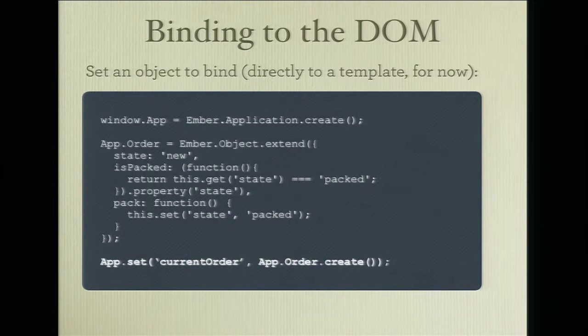Okay, so a simple example of binding something to the DOM. And we're going to do it willy-nilly and just bind an object directly in a template. So here we have our application that we created. We have our order that we've already created. We're actually going to set current order on an application. This is just so that we can hold on to this instance.